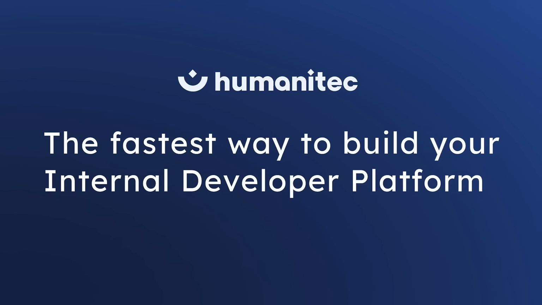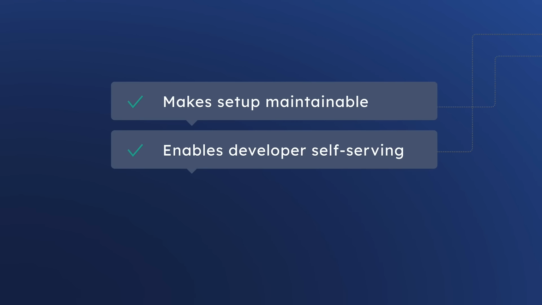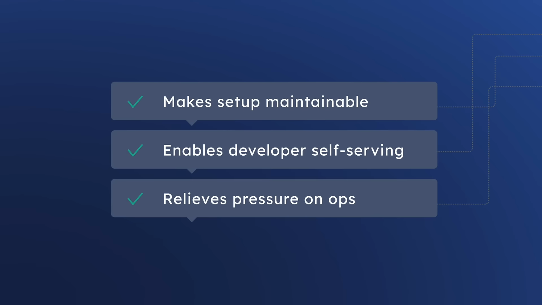Humanitec is the fastest way to build your internal developer platform. It makes your setup maintainable, enables application developers to self-serve the tech they need, and it relieves pressure on ops.